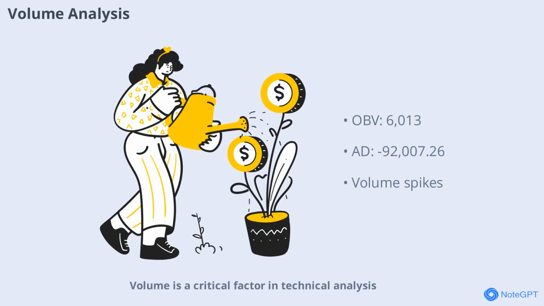Volume is a critical factor in technical analysis, providing insight into the strength behind price movements. ARRT's recent trading days show fluctuating volume, with a notable spike to over 74,000 shares on November 14. However, many days saw volumes under 1,000 shares, indicating inconsistent trading interest. The on-balance volume, OBV, stands at 6,013, while the accumulation distribution, AD, is deeply negative at -92,007.26. These figures suggest that selling pressure has dominated and buyers have been largely absent.